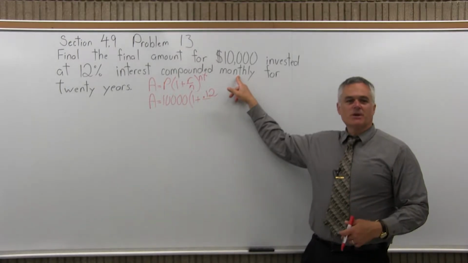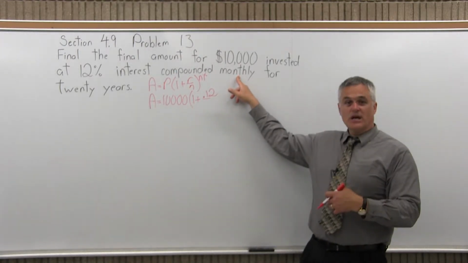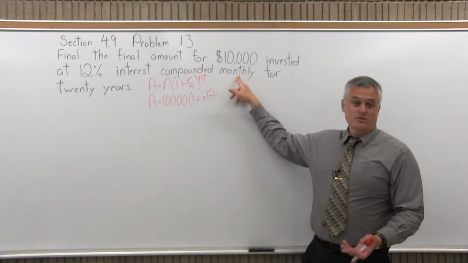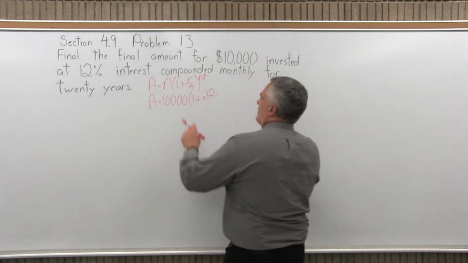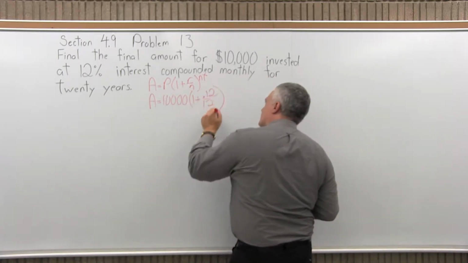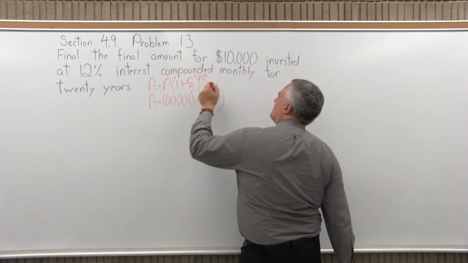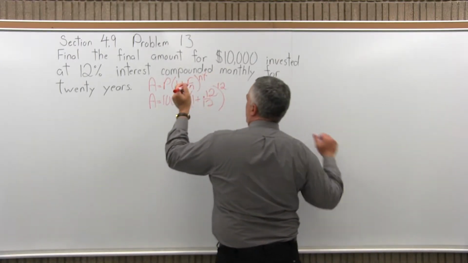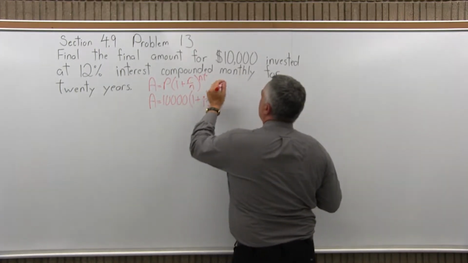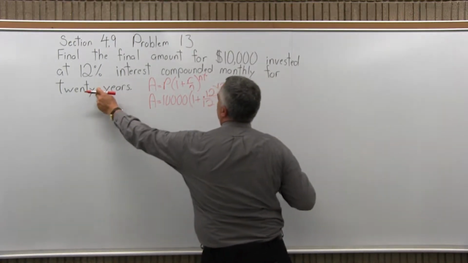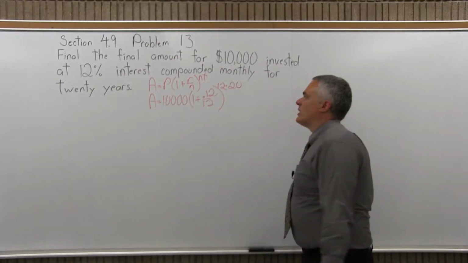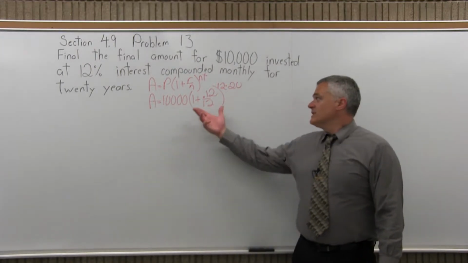So at the end of every month, the bank takes the interest that you've earned and puts it in your account, and you earn interest on that too. So 12 months in the year, number of times compounded per year is 12. Close the parentheses, exponent of N times T. N is 12, times T, the amount of time in years. The question says 20 years, so T is 20. So that's how it fills in.